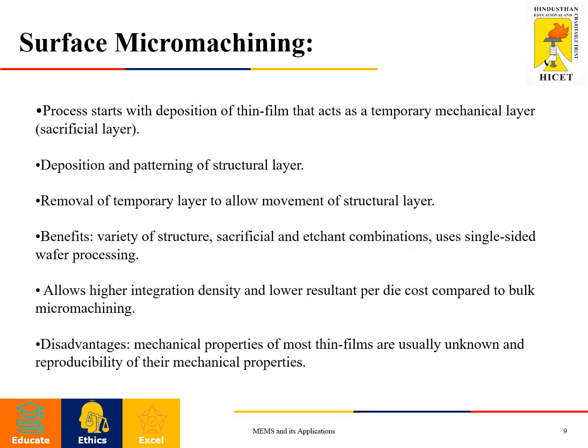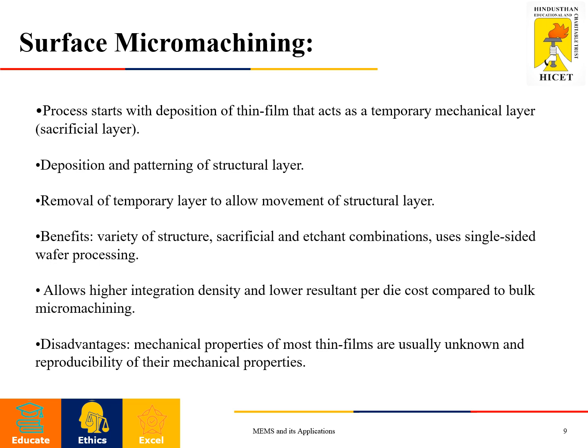Then the second category is the surface micromachining process. This process starts with the deposition of a thin film that acts as a temporary mechanical layer, then deposition and patterning of structural layers, then the removal of the temporary layers, which is done under the category of micromachining, allowing movement of the structural layer.